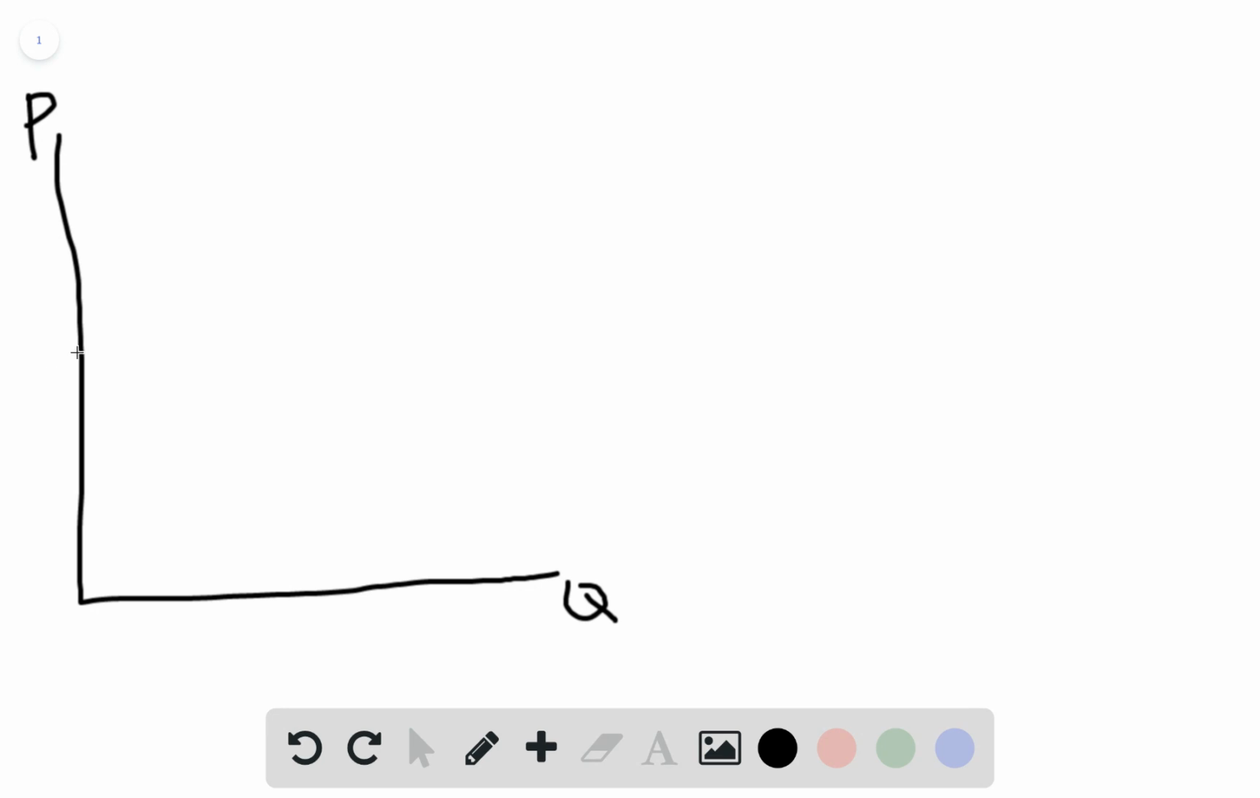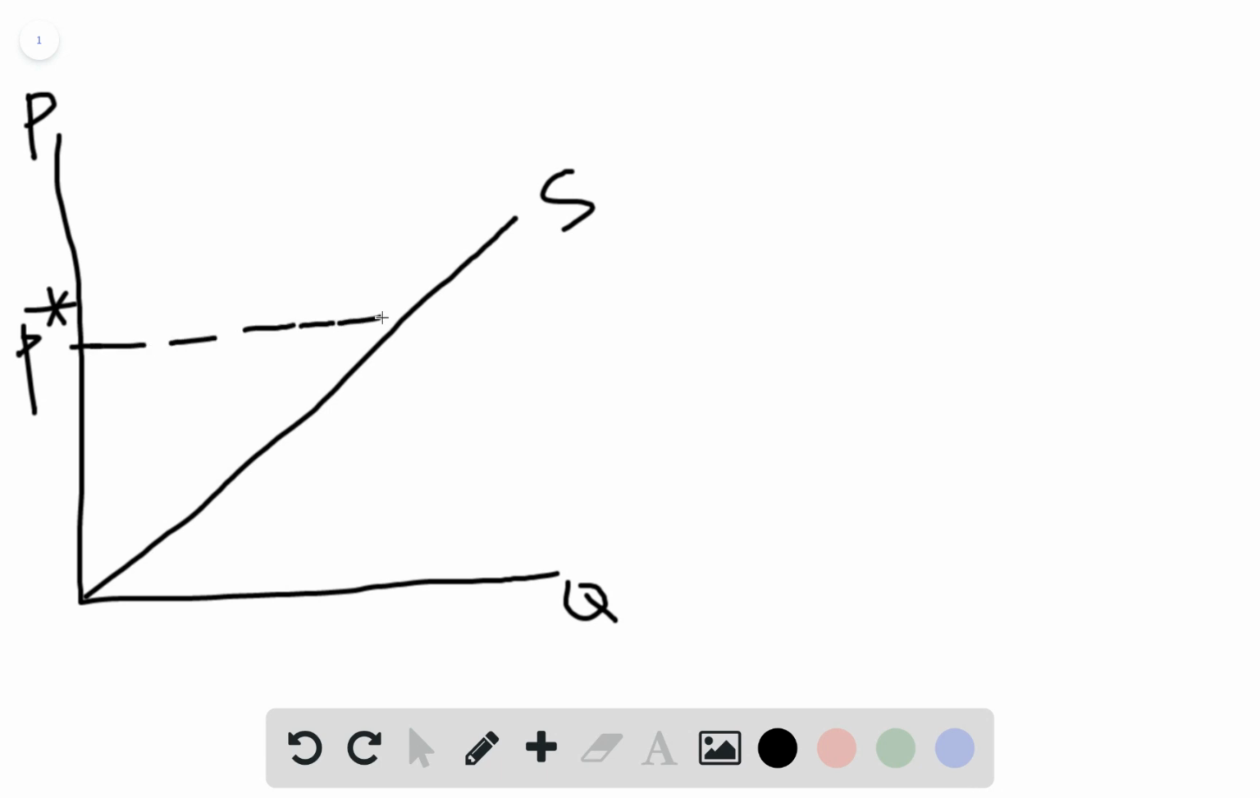So we know that in a given market, there will be a market price, probably we say P star. And we also know that there's a supply curve, which should be upward sloping. At this given equilibrium price, P star, we know that the total quantity the market would like to supply is Q star.